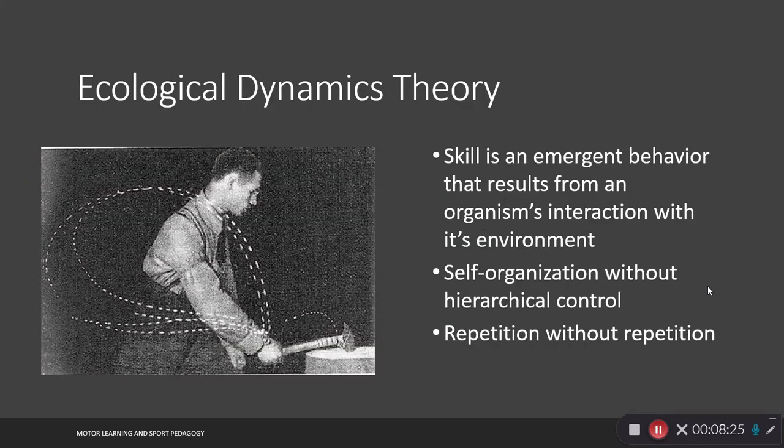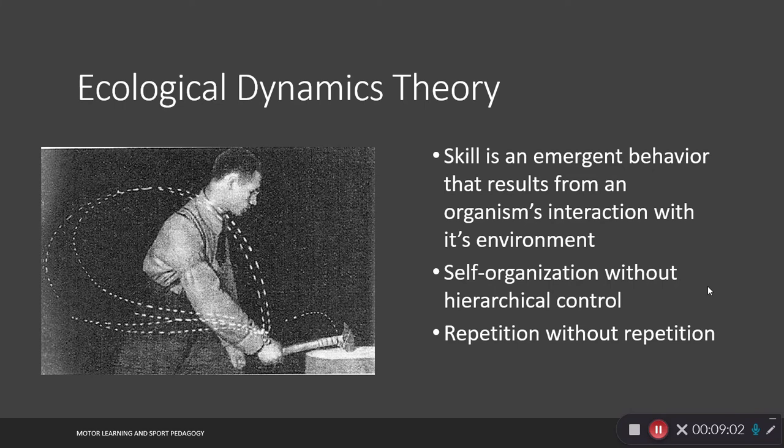Next, we move on to one of the big frameworks in motor learning, which is ecological dynamics theory. And ecological dynamics holds that skill is not some stored computer program, but rather it's an emergent behavior that emerges when an organism interacts with its environment. And the concept of self-organization is very important in ecological dynamics theory. It is essentially that we organize ourselves, our various degrees of freedom, and degrees of freedom essentially means all of our different muscles, joints, and ways that we can act on the physical world. We self-organize those around environmental constraints.